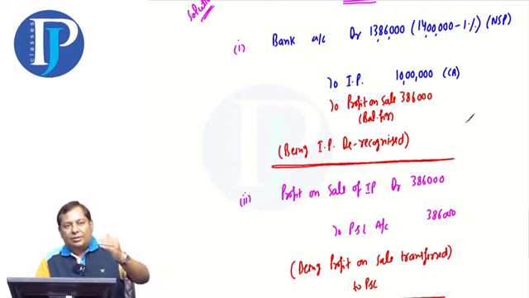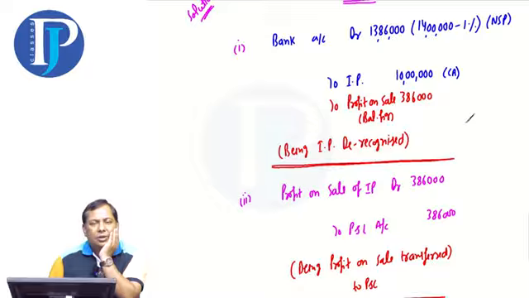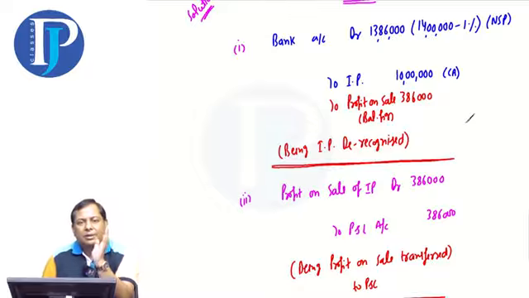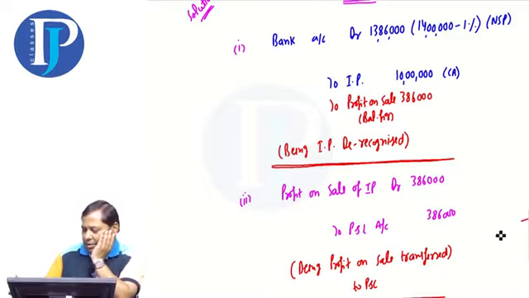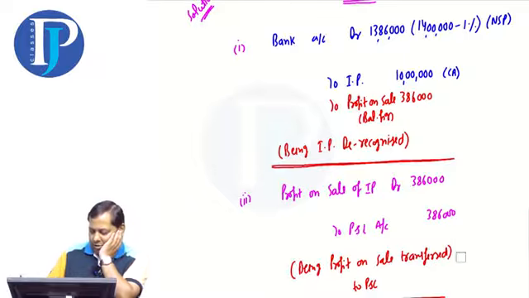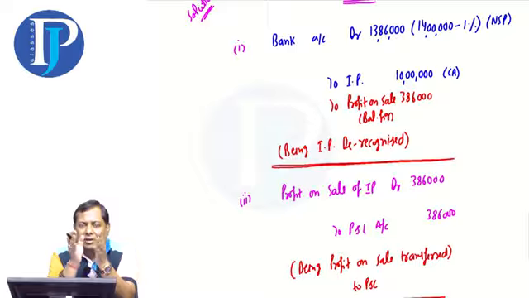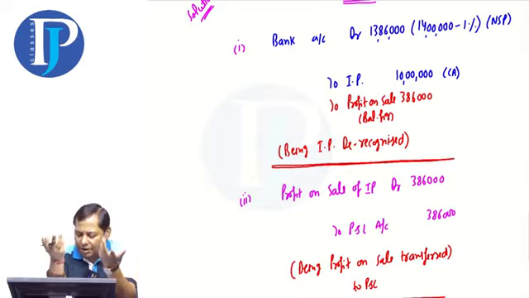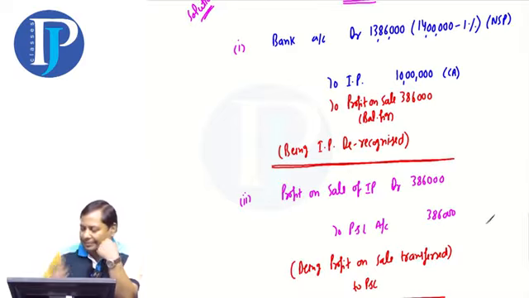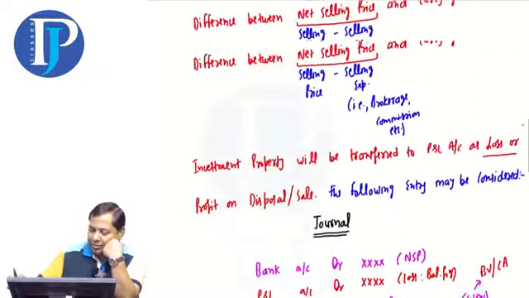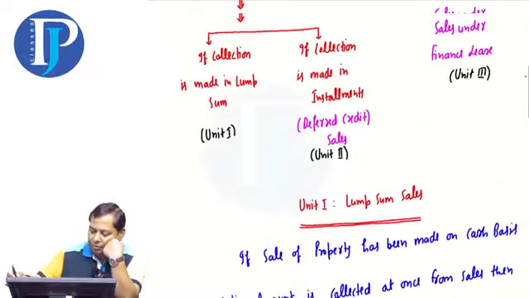Bank account debit to sales, sales to trading and P&L, this is what we learned. There's no problem. At an advanced level, directly write P&L. Write profit in the bracket, you will still get full marks. No problem. In my opinion, the process of lump sum sale is done. And there was nothing in it. Right? I want to tell you about unit number 2.